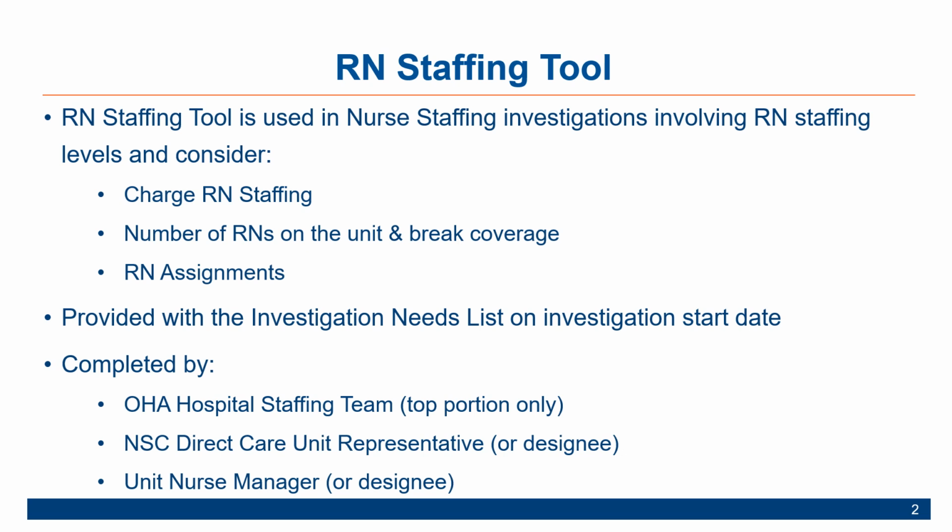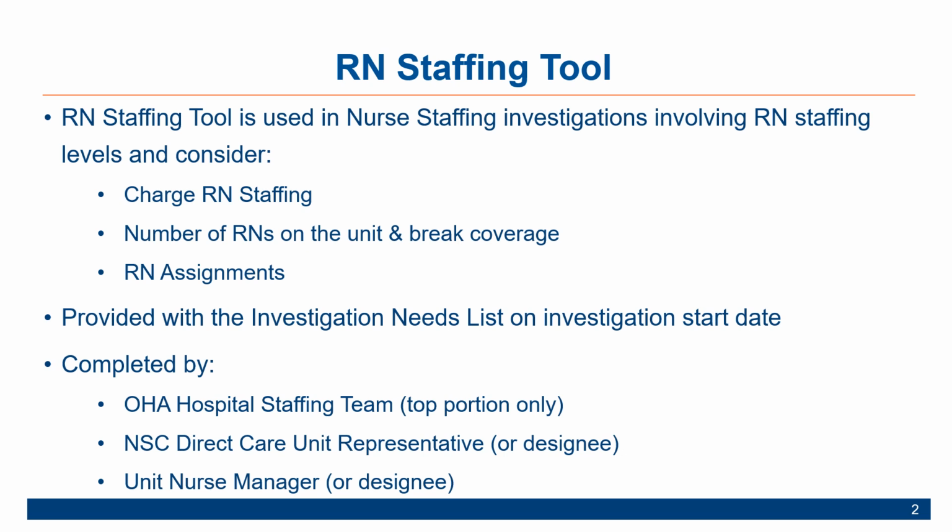So if there are multiple units or multiple dates under investigation, there will be multiple staffing tools included in the initial needs list packet. As you'll see on the next slide, OHA will complete the top section that lists the hospital name, the unit name, the dates under investigation, and the shift and time under investigation. The rest of the tool will be completed and signed by the unit's direct care representative on the nurse staffing committee and the unit manager or their designees if either individual is unavailable.